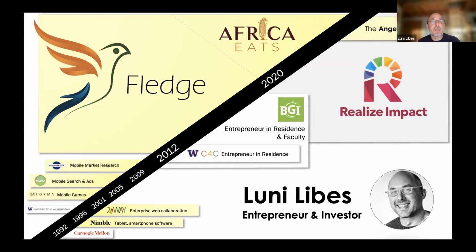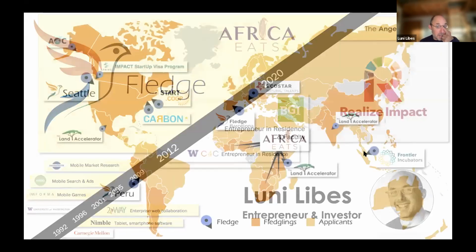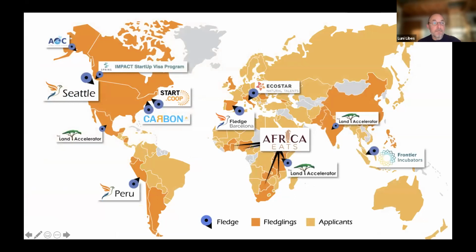Then I made a big transition in 2012. I discovered a business school and started teaching there. I started teaching what I knew about entrepreneurship to others. That turned into Fledge. Fledge turned into Africa Eats, and I started some other things along the way as well. Fledge is still around. Fledge just grew a new part called Africa Eats.